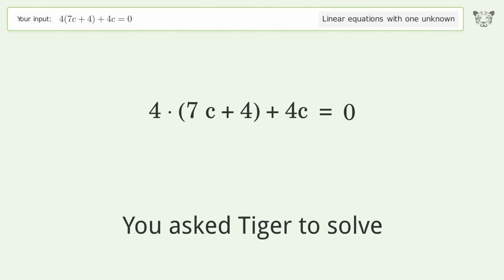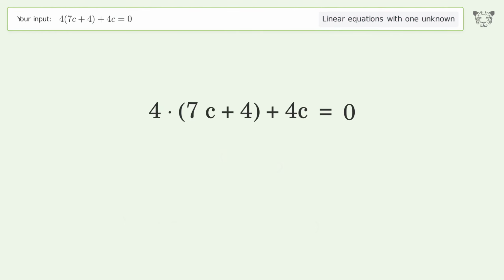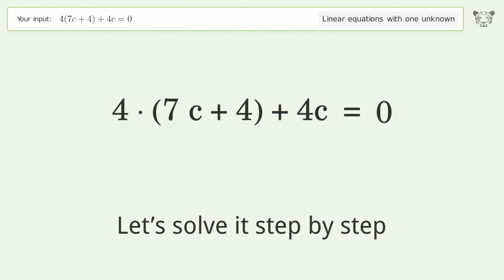You ask Tiger to solve. This deals with linear equations with one unknown. The final result is c equals -1/2. Let's solve it step by step.